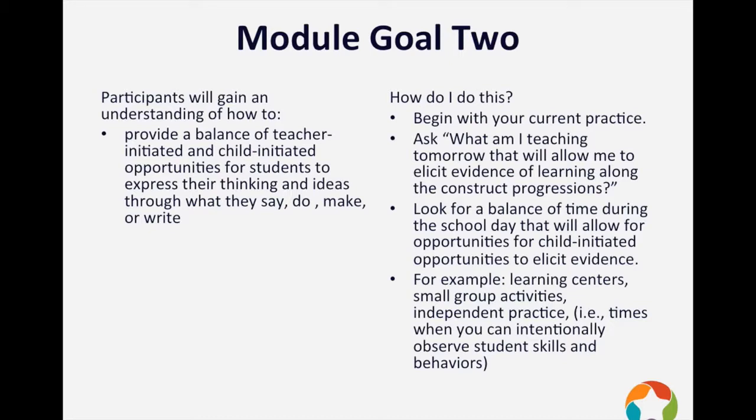What am I teaching tomorrow that will allow me to elicit evidence of learning along the construct progressions? Look for a balance of time during the school day that will allow for child-initiated opportunities to elicit evidence. For example, during learning centers, small group activities, independent practice, times when you can intentionally observe student skills and behaviors. So these are planned opportunities for you to observe skills along the construct progressions, and there are times when children are initiating.